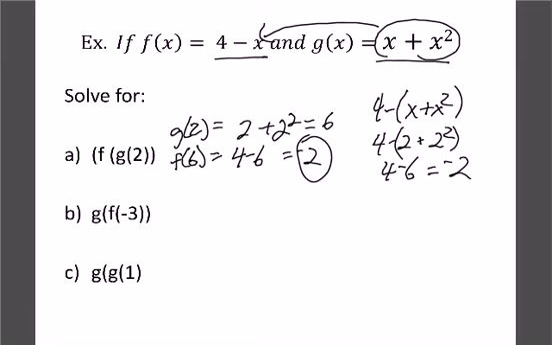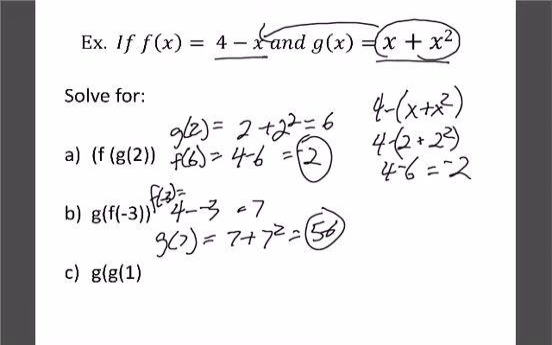Most people prefer to just plug in the numbers and then work with the numbers instead. So let's try the next one. So we got f of negative 3. So that means we're going to put negative 3 into the f equation. So 4 minus negative 3 would give us 7. And then we're going to plug 7 into the g. So 7 plus 7 squared is 7 plus 49, which would be 56.